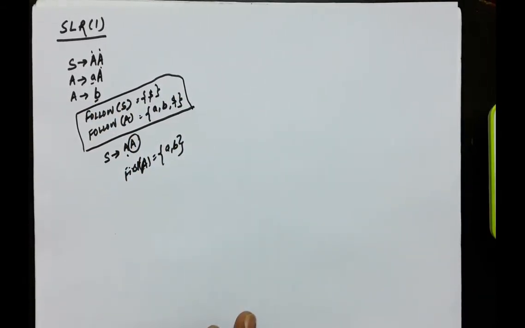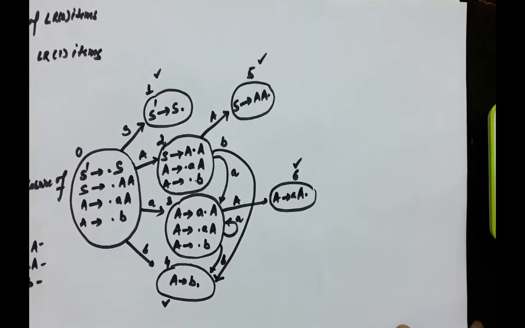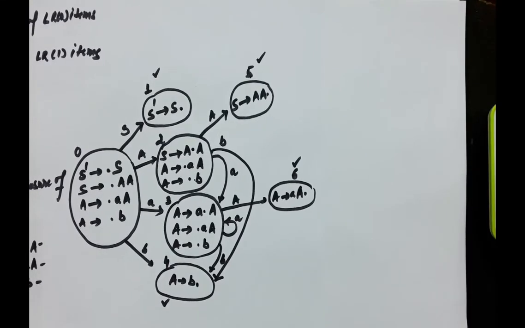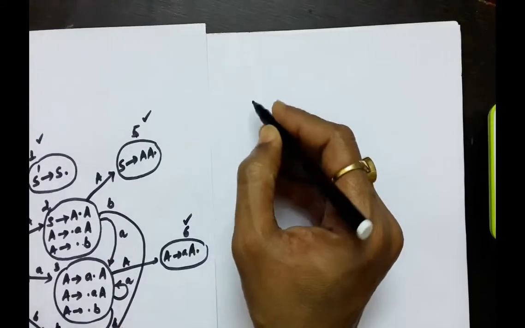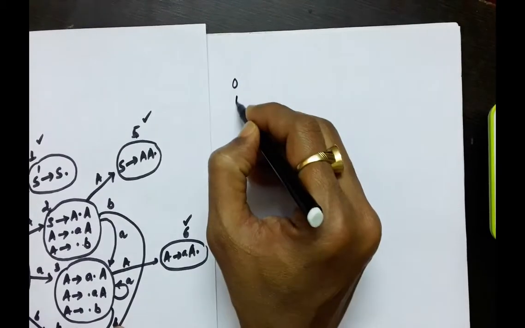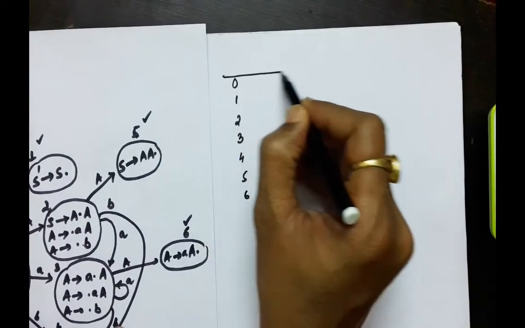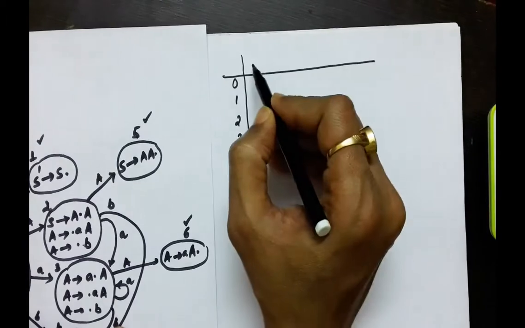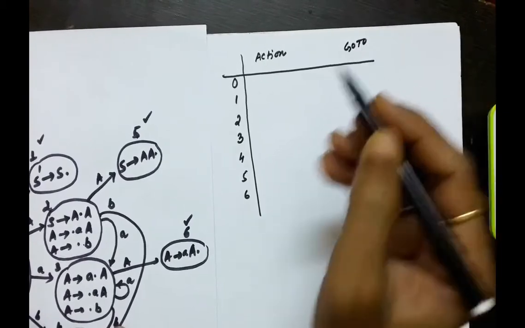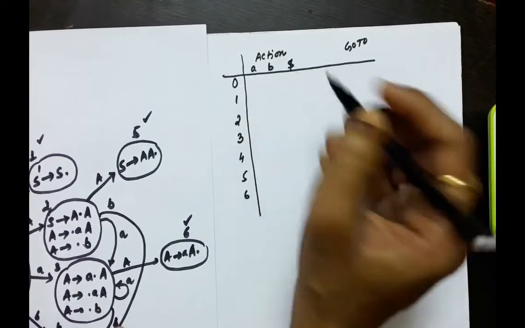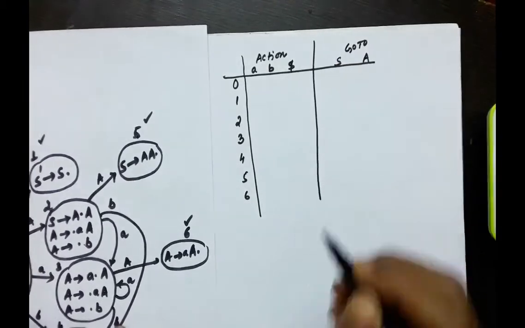Fine. Just take an example again. Let's take this canonical collection of the items. It is already said that we will be making the table according to the LR0 items, or we will learn again how it is actually done. So we have the states 0, 1, 2, 3, 4, 5, and 6. There are two categories in this parsing table, action and go to. In the action, we'll be writing all the terminal symbols, those are A, B, and dollar. And in the go to, we'll be writing all the non-terminal symbols, those are S and A.